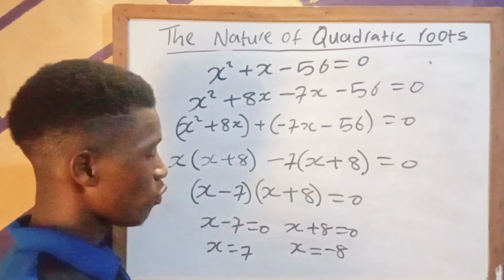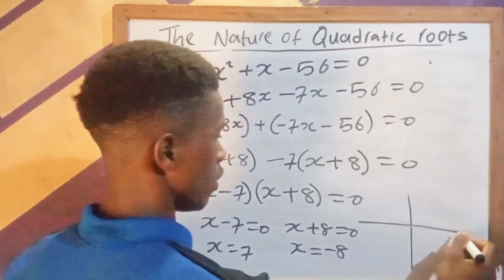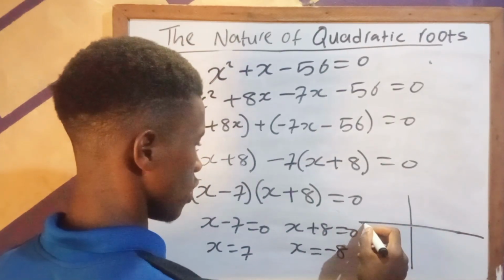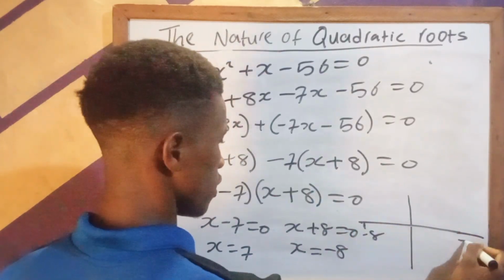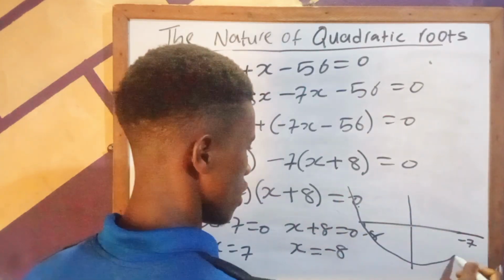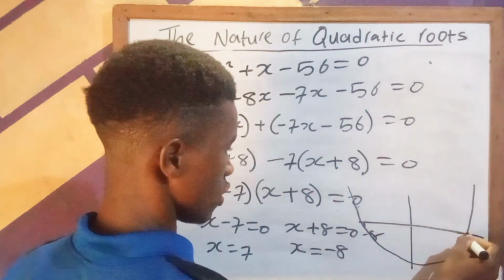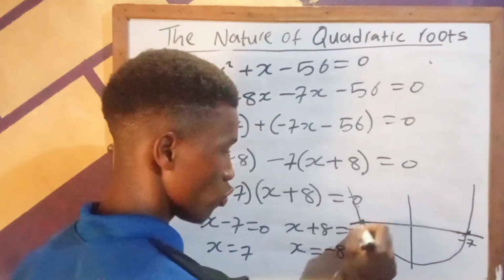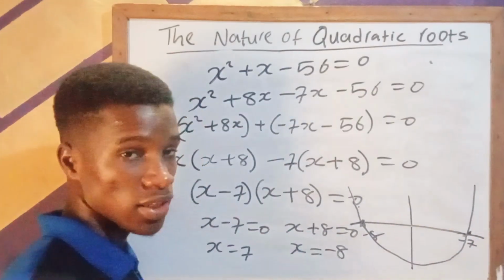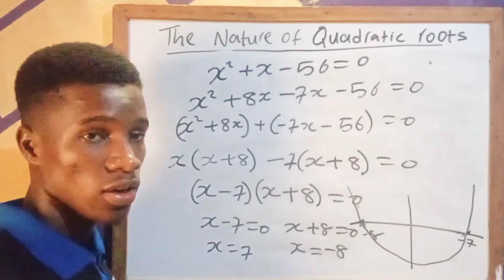Now, if you want to plot the graph of this function, it's going to be something like this. If here is minus 8 and here is 7, the graph is going to cut at two distinct points, minus 8 and 7. You plot the graph and you check these 2 points, they are minus 8 and 7. So this is the solution of this particular quadratic equation.